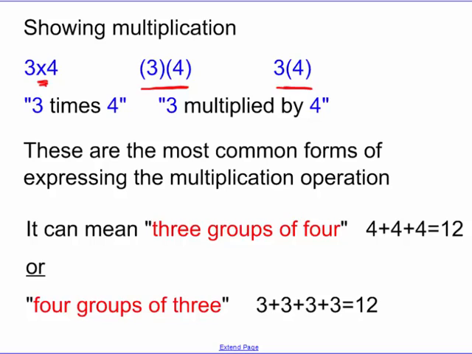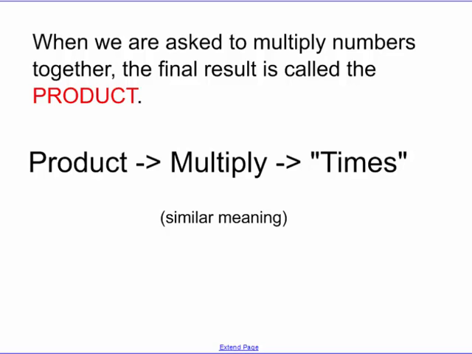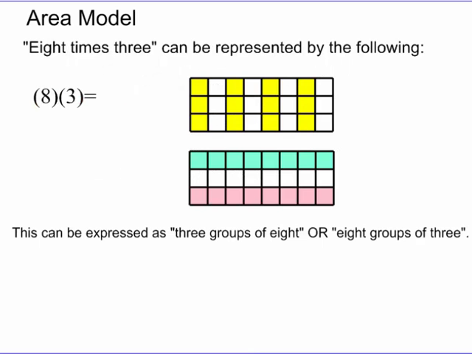So the key with this is 3 times 4, so that means I have 3 groups of 4. You can see that over here, 3 groups of 4 gives me a total of 12. Or I could read this as 4 groups of 3. And if I have 4 groups of 3 here, you'll notice I still get the same product, or same result, which is 12. I used a word there called product, and product is the final result when we multiply terms together. So product, multiply, times, those all come from the same family, and they all involve multiplication, so they all have similar meaning.